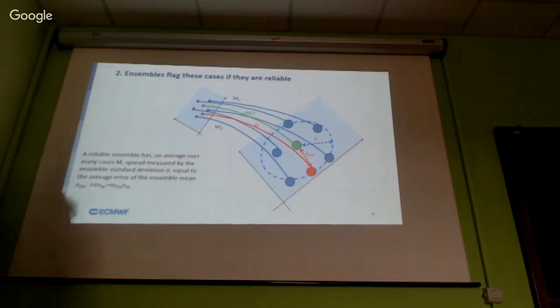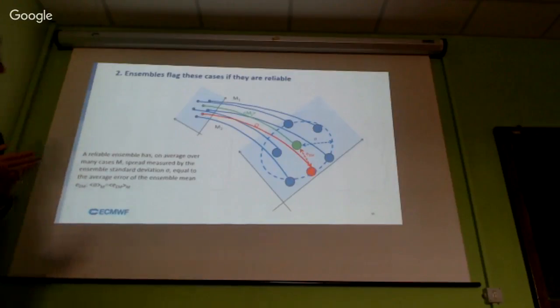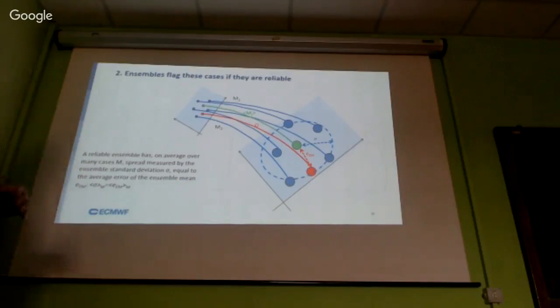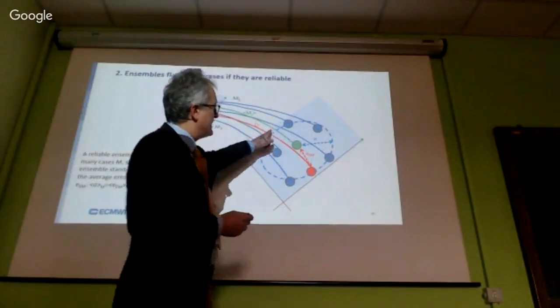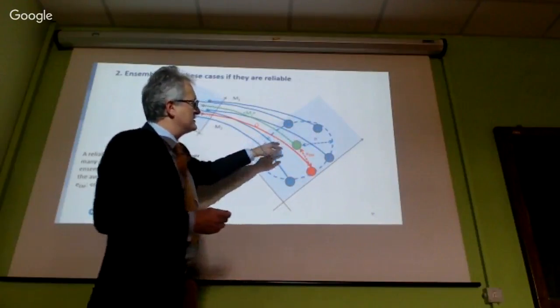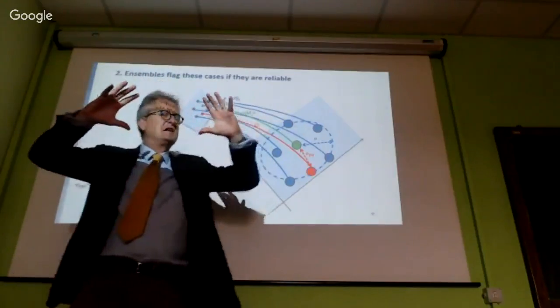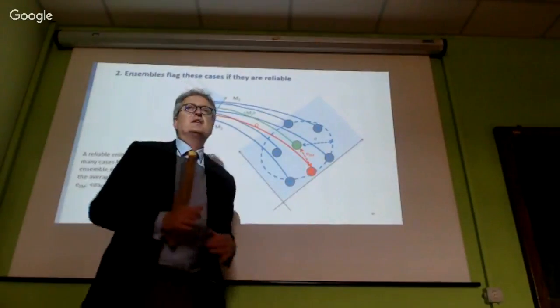Now, the fact that the ensemble can flag the system works provided that the ensemble is reliable. What does it mean having a reliable ensemble? As I said already, we need to assess the quality of the performance of the ensemble over many cases. An ensemble is reliable if, when evaluated over many cases, on average, the spread between all the ensemble members with respect to the ensemble mean, so the size of the ball of the ensemble, is on average as large as the average error of the ensemble mean.